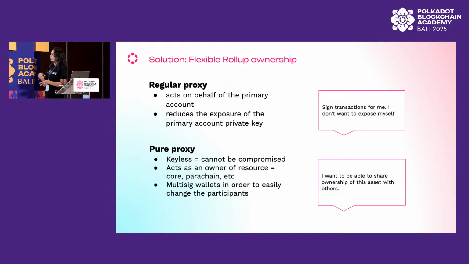So pure proxy basically acts as the owner of a resource, and you sign transactions for the pure proxy. So there's a pure proxy which would own the parachain, and I would sign transactions on behalf of it, and then I can add other people to be owners of the pure proxy. It's like our shared asset. It's like a specific thing in Polkadot, I think.